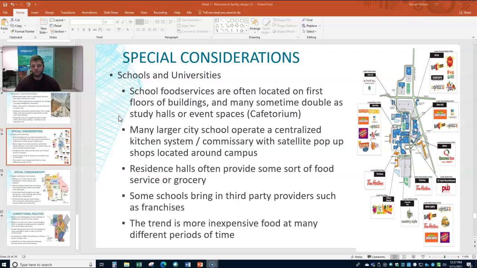Some, and this is mostly in the United States, have residence halls where they often provide some sort of food service or grocery. Here at Georgian College, I love Georgian College, our food services need work. Our cafeteria, yes, we have the Pizza Hut and the Subway, and they're starting to add on a Tim Hortons on site, but our space is far too small.